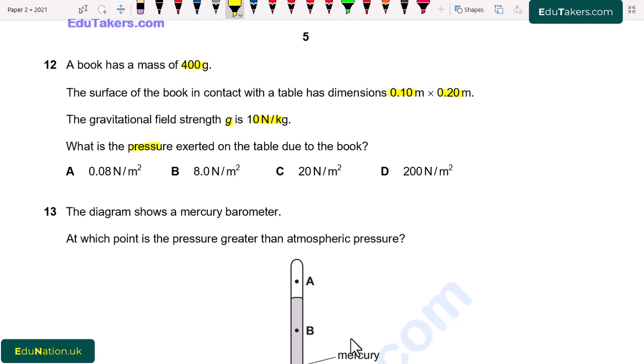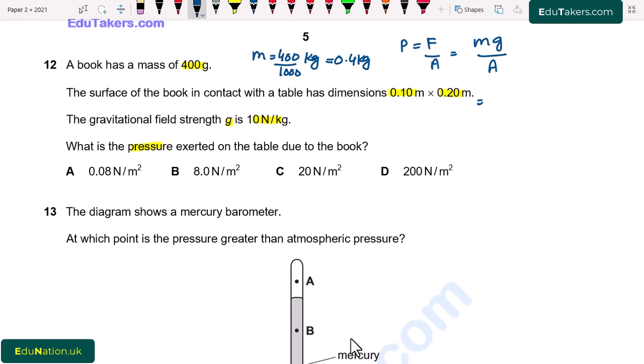So here we have to find out the value of pressure. Pressure is defined as force per unit area. I write here P is equal to F over A. Here we are given the value of g and mass. So I write here F is equal to mg divided by area, where mass is given in gram and we have to convert this mass into kilogram. So I write here mass is equal to 400 divided by 1000 kilogram. It will be equal to 0.4 kilogram.